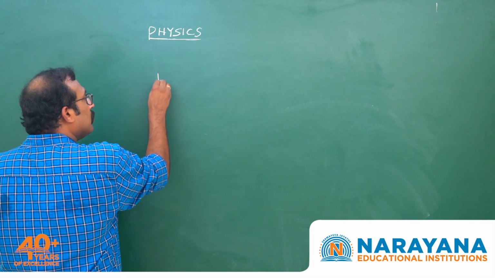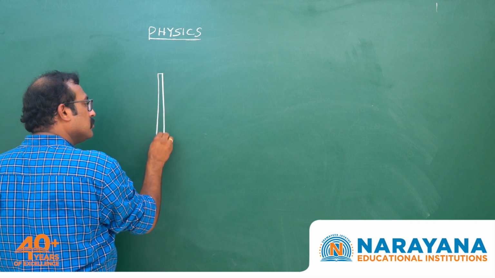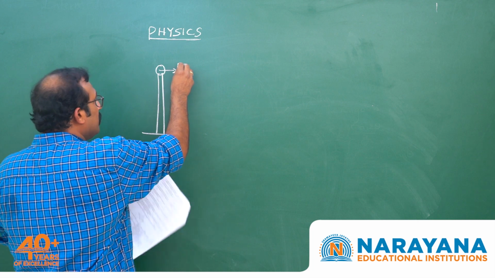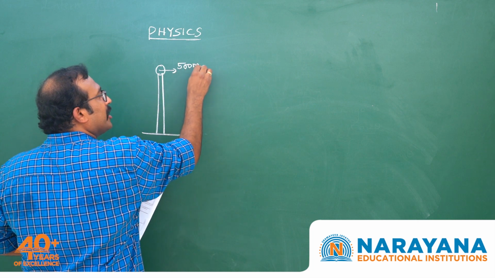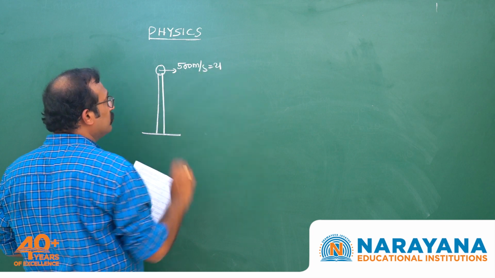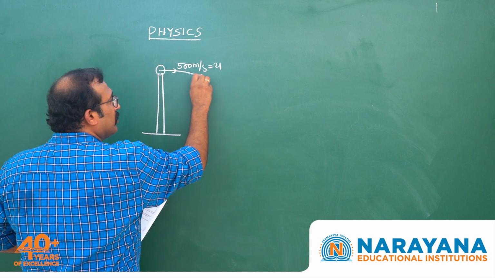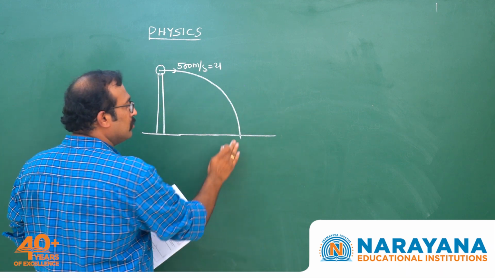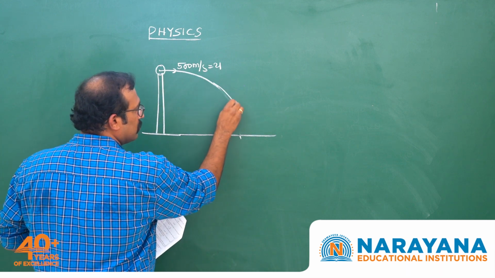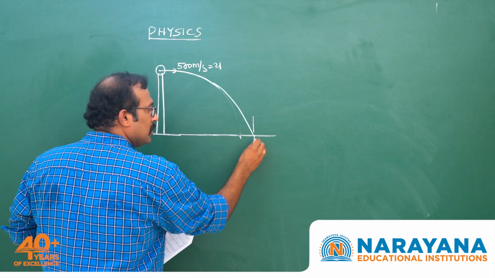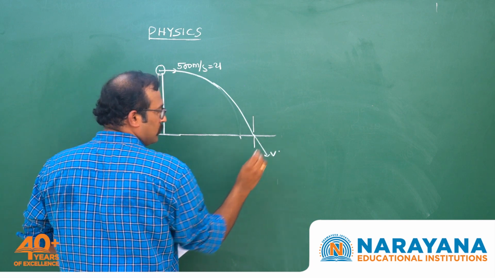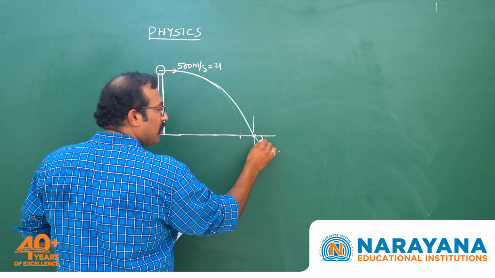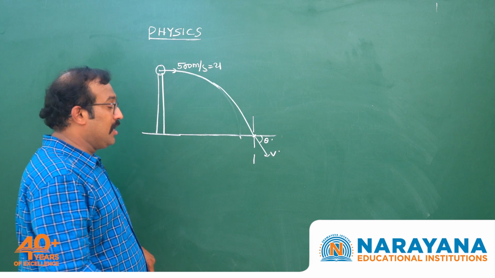Let us see. Let us draw a height. Let a bomber be moving horizontally with a velocity of 500 meters per second. Say this is u. Now it follows a parabolic path. So the angle at which it touches the ground with the horizontal is assumed to be theta.